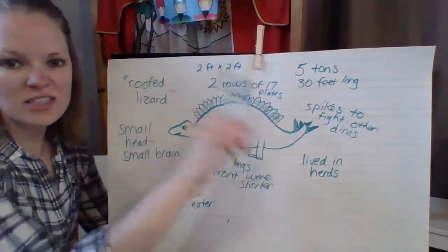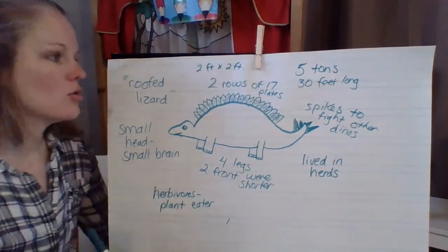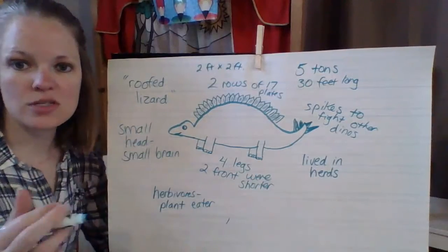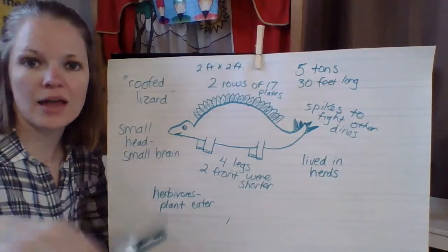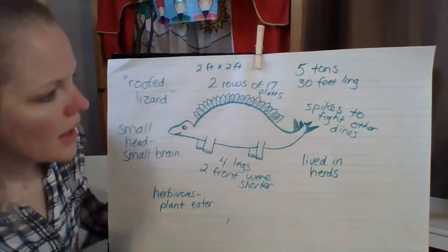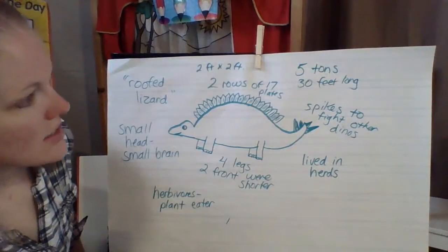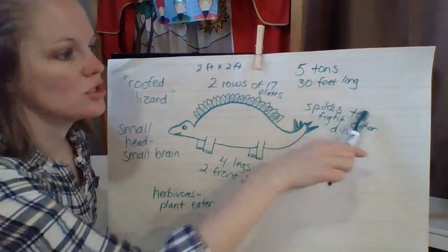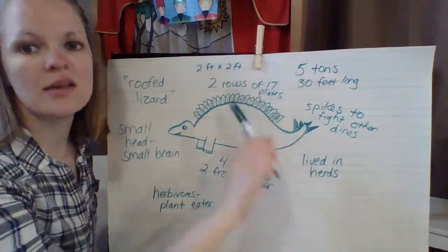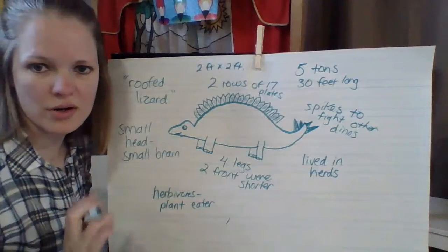So all these facts about a Stegosaurus, I want you to think of one and make it into a sentence. So if you choose it had a small brain, make it into a sentence. A Stegosaurus had a small brain like a dog. Okay, you could add to it. A Stegosaurus lived in herds. A Stegosaurus had spikes to fight other dinosaurs. Okay, so pick one fact, make it into a sentence. Draw your Stegosaurus. You can color it however you want to color it, okay?